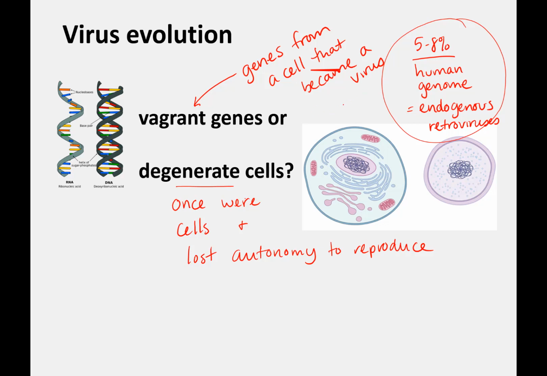Did the genes come from a cell? Were they a cell that now can no longer replicate? And why do we have a chunk of our genome that looks like retroviruses? So were they infecting our cell and leaving information behind? Did these genes pop out? Nobody knows. I don't know if we'll ever be able to figure it out.